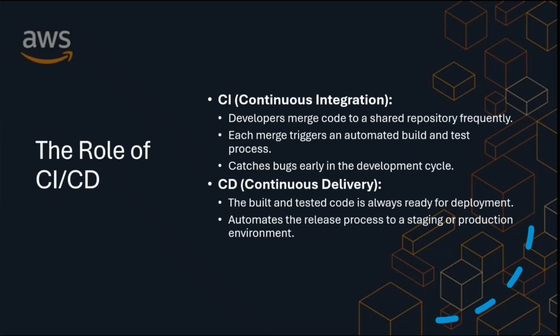Before we get too deep into Jenkins, let's quickly review its primary purpose, that is CI/CD. Continuous integration is the practice where developers regularly merge their code into a central repository. Every time a change is merged, Jenkins automatically kicks off a build and runs a battery of tests. This process catches bugs and integration issues early and prevents them from snowballing. Continuous delivery takes this a step further by ensuring that your code is not only built and tested, but also always in a state where it can be deployed to production at any time.